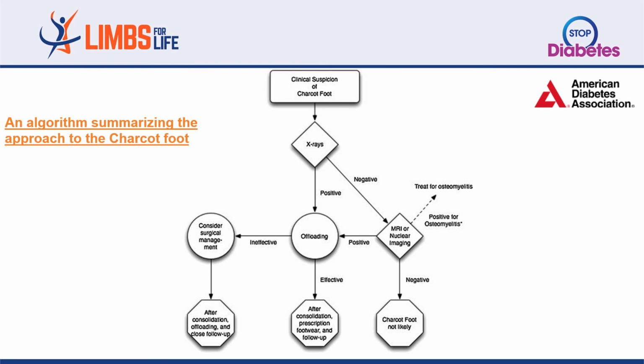If the X-ray finding is negative, then we go for MRI or other nuclear imaging. If it is negative, then Charcot foot is not likely. Or if the MRI finding is osteomyelitis, then treat the osteomyelitis.